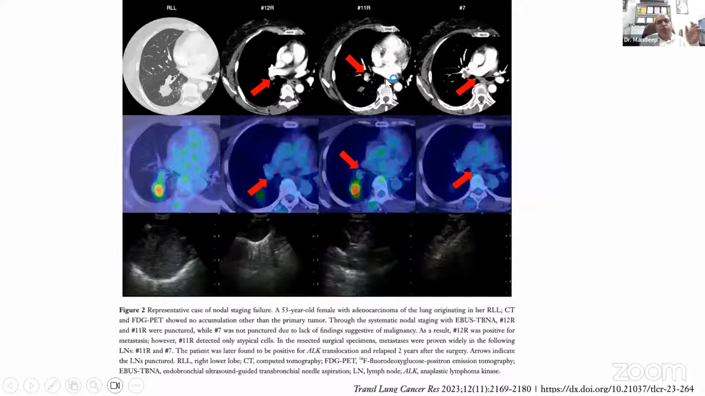In one case, the subcarinal lymph node was normal on EBUS and normal on PET, but on thoracotomy, it showed that the subcarinal lymph node was positive.